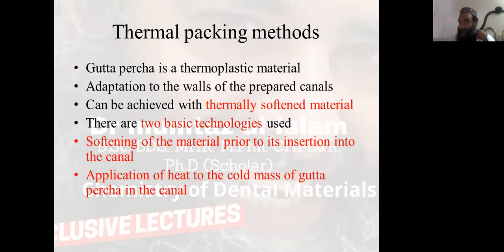The other one is the thermal packing method. Gutta percha is a thermoplastic material. Adaptation to the walls of the prepared canals can be achieved with thermally softened material also. There are two basic technologies used: softening of the material prior to its insertion into the canal, and application of heat to the cold mass of gutta percha in the canal.